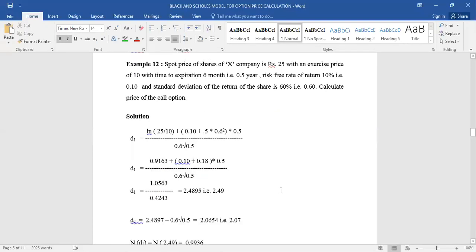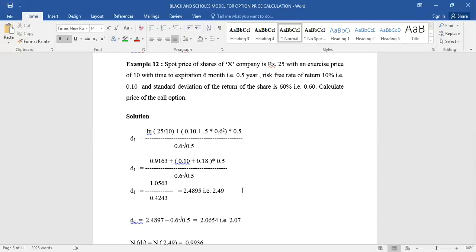Let us say the spot price of a share of X company is rupees 25 with an exercise price of rupees 10 and time to expiration of 6 months. So in year terms it will be 0.5 year. Risk-free rate 10% I have taken, and the standard deviation of the return of the share is 60%. That is, sigma is 60% or 0.6. Calculate the premium of the call option.